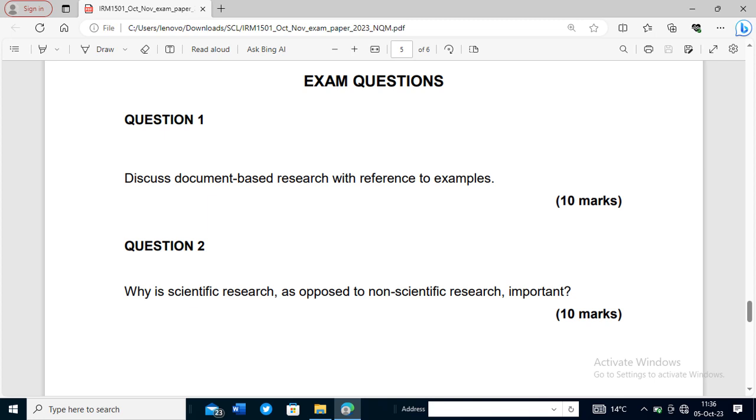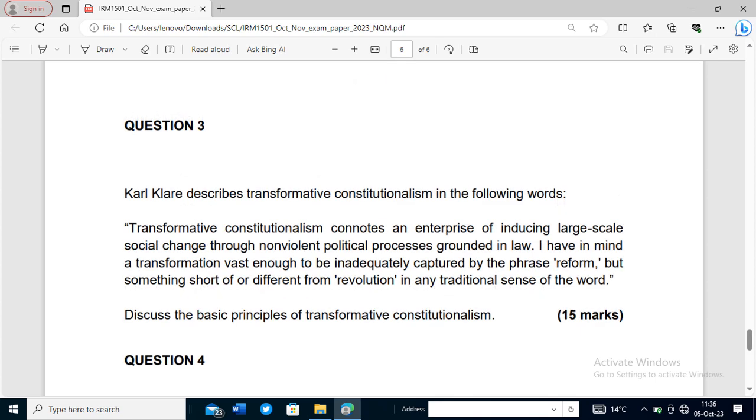Then we move to the next one, which is number 3. Question 3: Klare describes transformative constitutionalism in the following words. As you can see, there's a paragraph quoted from Klare, one of the law journals. Klare is one of the jurists who wrote a journal article about transformative constitutionalism. So he is one of the sources.